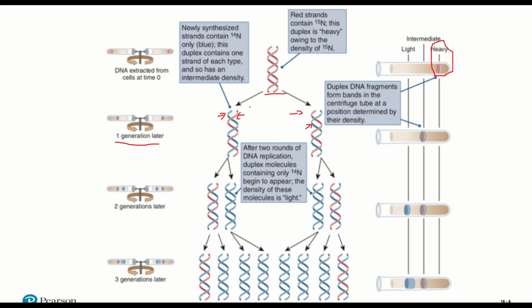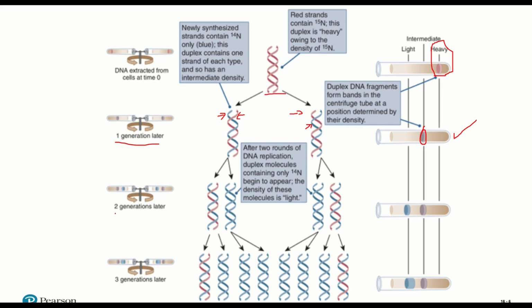So you are going to have one that is 14 and one that is 15, so you are going to have an intermediate. In this case, this matches the semi-conservative model. And I will show you in a few slides that it doesn't match the dispersive, and it's not consistent with the result that you expect in the other 2 models.